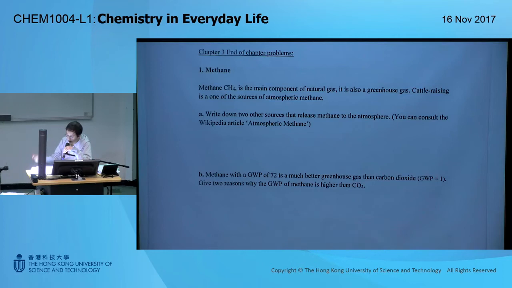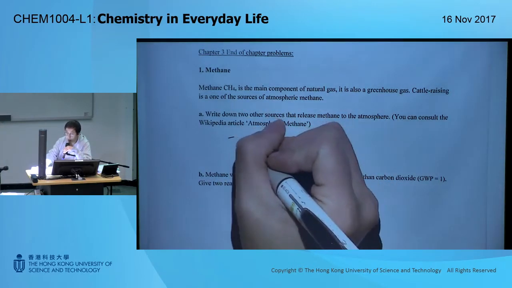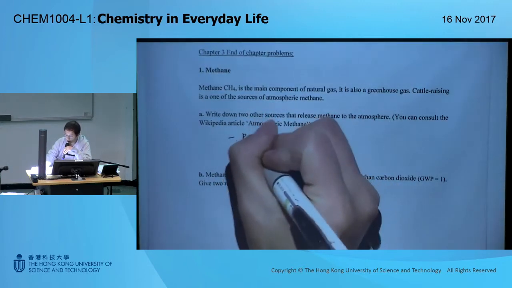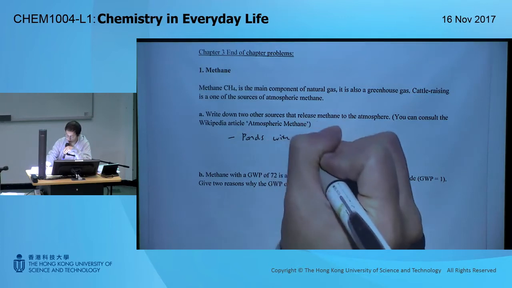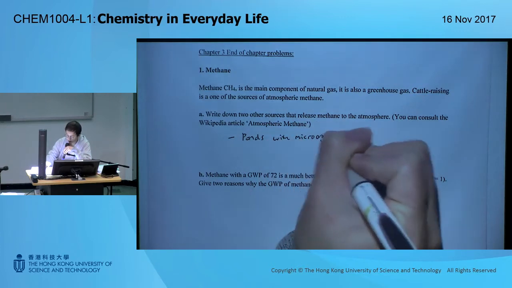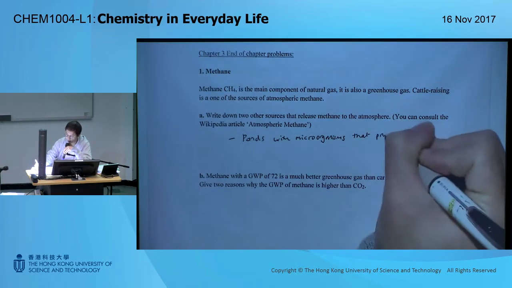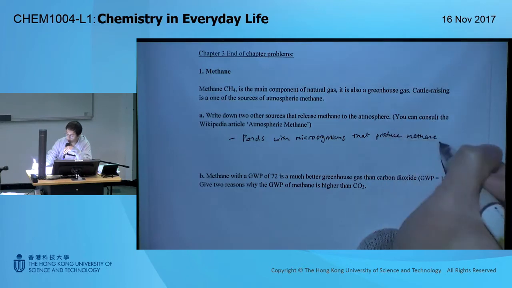You can also consult Wikipedia. Hope you actually went to read it. So if you read the article, you would find that methane is actually produced by a lot of microorganisms. For example, you can find them in ponds. There's some bacteria that will generate methane gas.